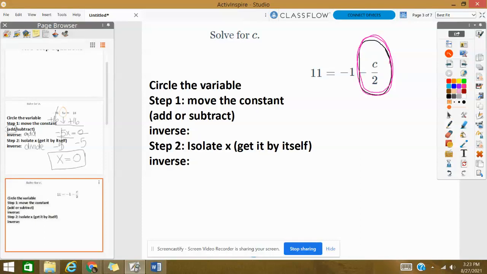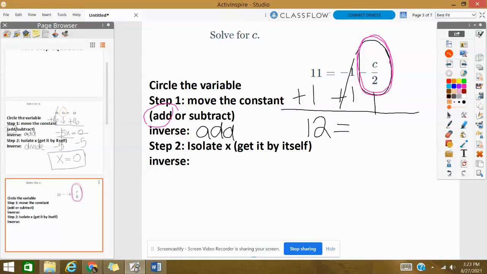Now I want to move the constant. The constant on this side of my equation is this negative 1. Because the value is negative, my inverse to get rid of it will have to be to add. Okay. So you can either circle add, and I'm going to go ahead and write in here, I'm going to add. So step 1, move my constant, which is what I'm doing. I'm going to add 1 on both sides. So now I have 11 plus 1. It's going to give me 12. This negative 1 and positive 1 cancels itself out. And then the variable, I didn't do anything to it, so I'm bringing it down. Okay. So now I'm left with 12 is equal to negative c over 2.